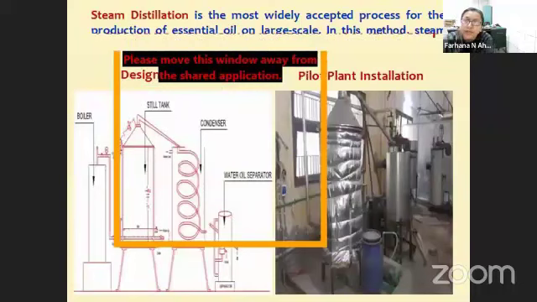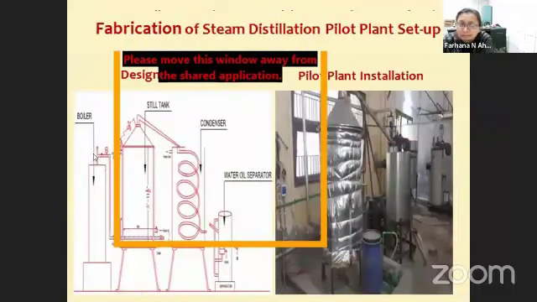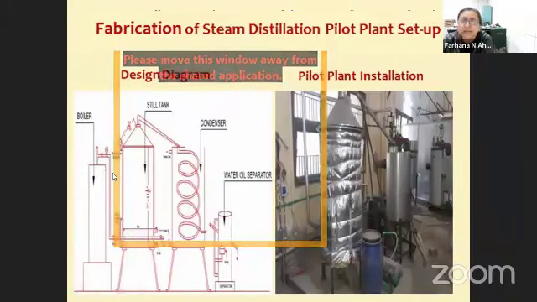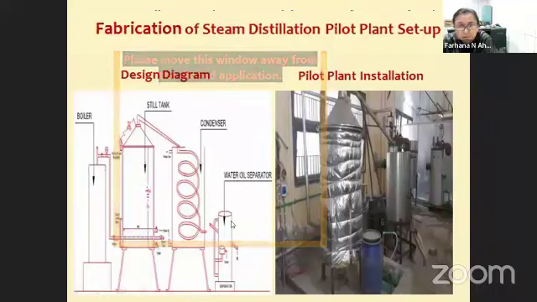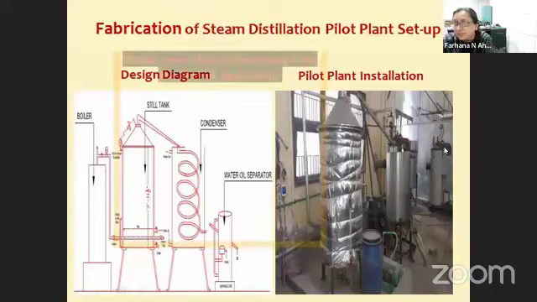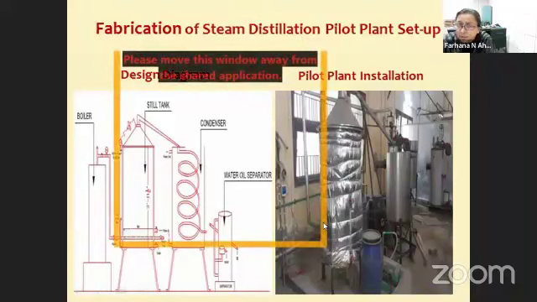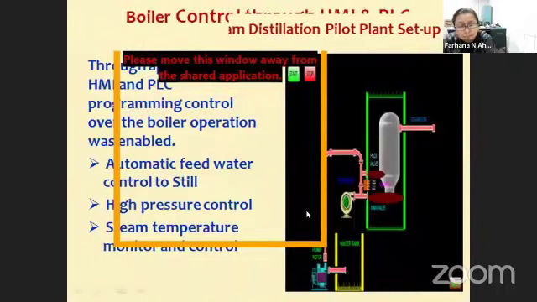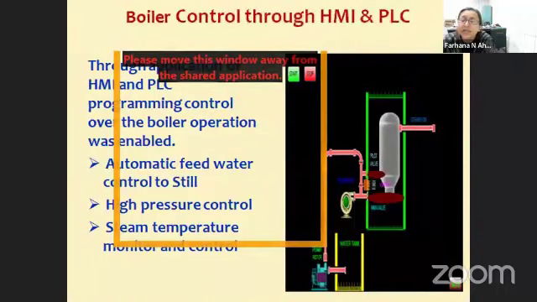Here you can see our plant setup, which was designed in our pilot plant. This is the steel tank, this is the condenser, this is the water-oil separator, and this is the boiler where the steam is generated. In the picture, this one is the boiler, and this is our condenser. This pilot plant setup was fabricated and erected in our organization, and it was tested for several plants like eucalyptus leaves and lemongrass oil.